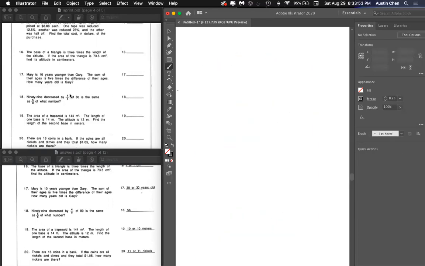99 decreased by 4/5 of 80 is the same as 5/8 of one number. Okay, so let's just write what it says. 99 decreased by 4/5 of 80. Of just means multiplying. Is the same as 5/8 of what number?